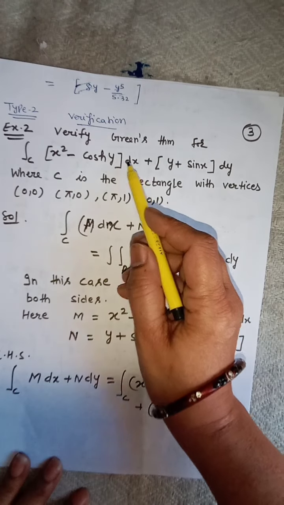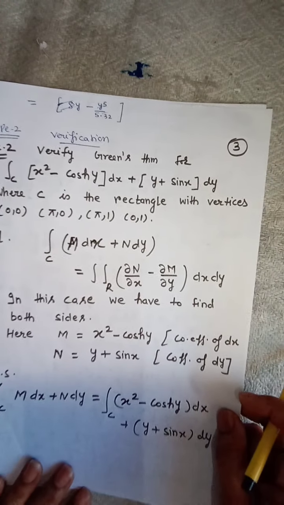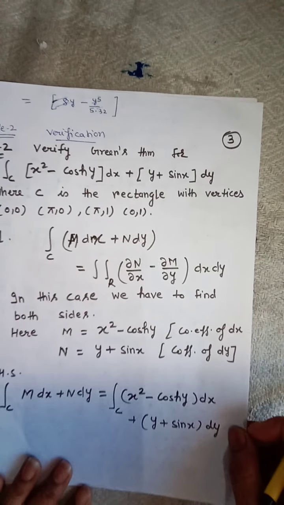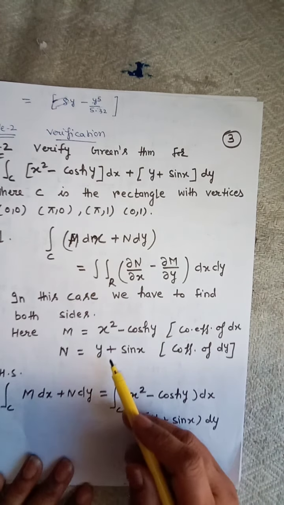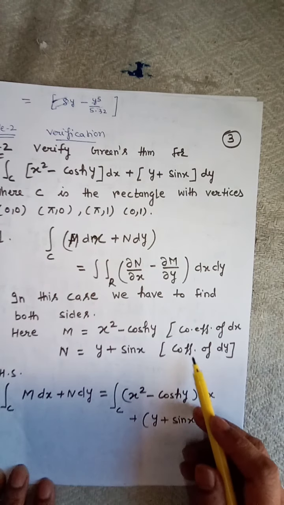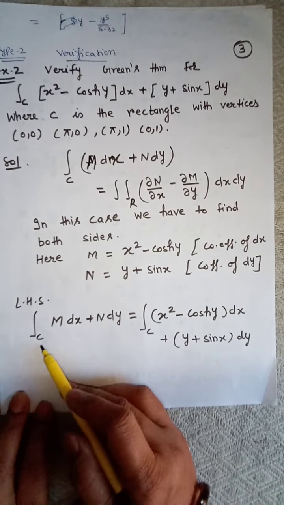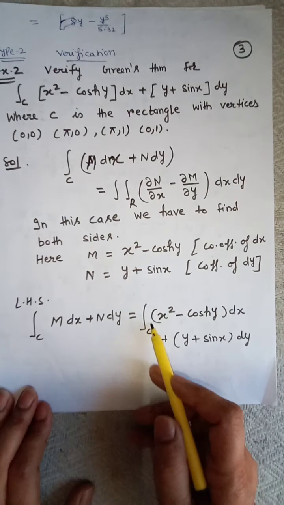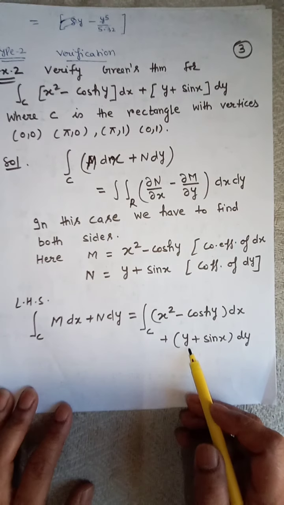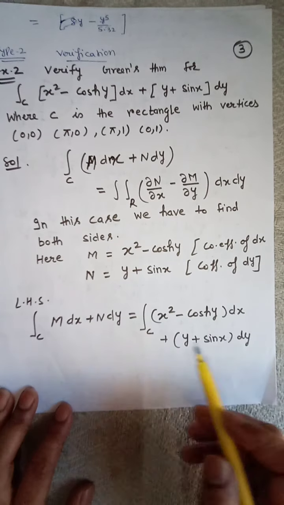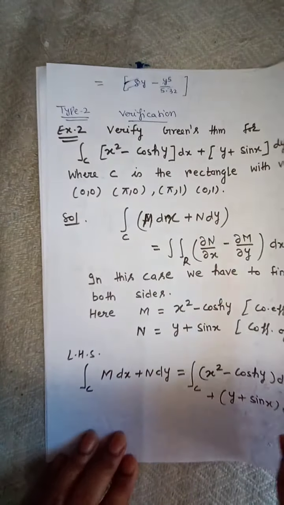Here the coefficient of dx is x square minus cos hyperbolic y. In this case, m is equal to x square minus cos hyperbolic y, and n is equal to y plus sin x, that is the coefficient of dy. Now first we find the LHS. In LHS, integral c m dx plus n dy. Integral c of x square minus cos hyperbolic y dx plus y plus sin x dy. So first we evaluate the LHS, that is the line integral over the boundary of the rectangle.